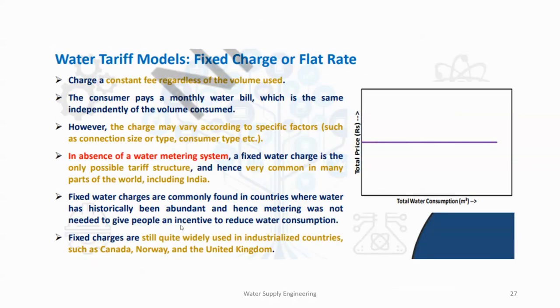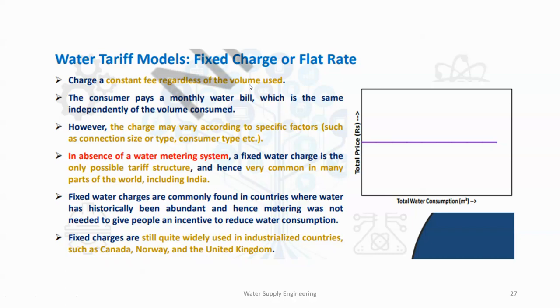So first one is fixed charge or flat rate. As we saw earlier, whatever be the consumption, the price remains unchanged. That is, the price versus water consumption graph will be a straight line parallel to x-axis in the case of fixed charge or flat rate. So here the volume used is not at all considered, and the consumer will be paying a fixed amount either on a monthly basis or an annual basis, but it will be a fixed value.